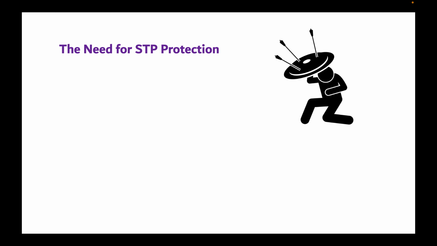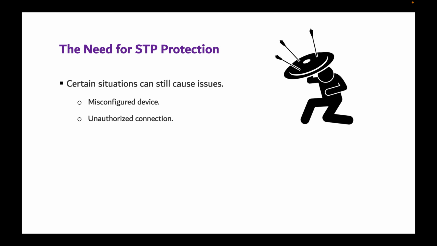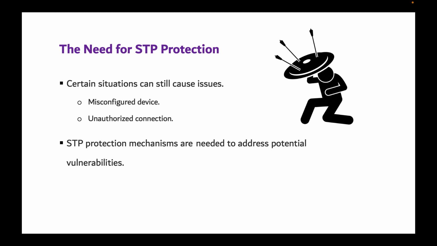While STP is effective at preventing loops, certain situations can still cause issues. For example, a misconfigured device or an unauthorized connection could disrupt the STP topology and cause network problems. So why is protection required? STP protection mechanisms are needed to address these potential vulnerabilities and to ensure that the network remains stable and secure, even in the face of unexpected events.